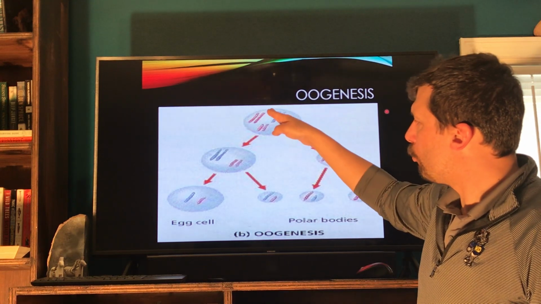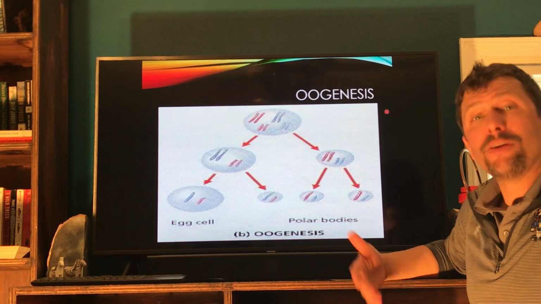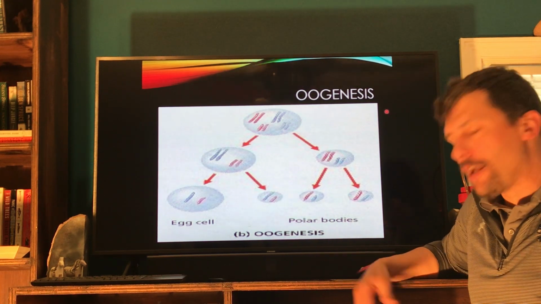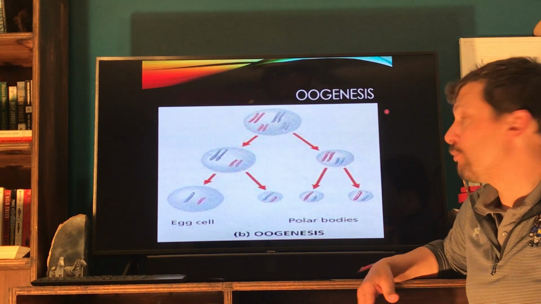So ladies, you start with one and you end with one viable egg. These other 3 things, called polar bodies, they're not viable. They will never be fertilized. They will not form an egg. Predominantly, your body just reabsorbs that material and uses it for something else.